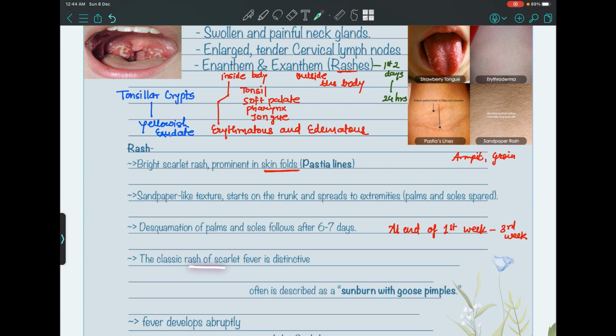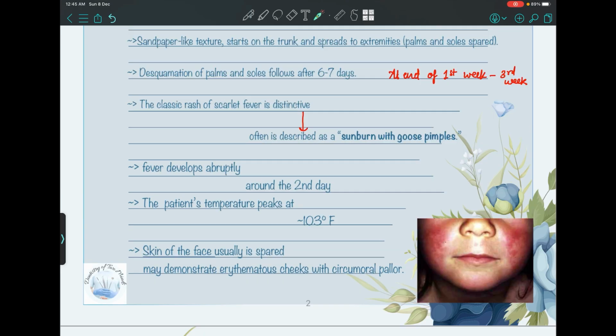The classic rash of scarlet fever is distinctive and is often described as a sunburn with goose pimples. Classically, in untreated cases, fever develops abruptly around the second day. The patient's temperature peaks at approximately 103 Fahrenheit and returns to normal within 6 days. The skin of the face usually is pale or may demonstrate erythematous cheeks with circumoral pallor.